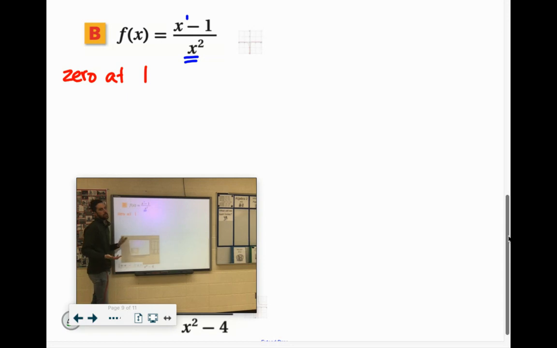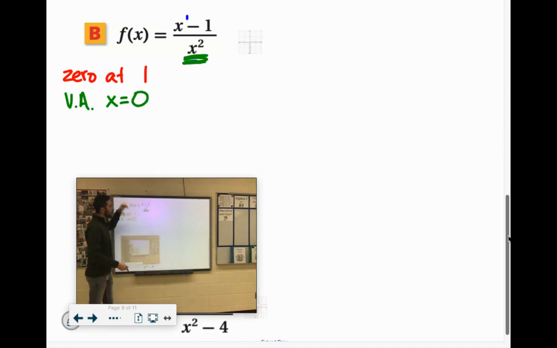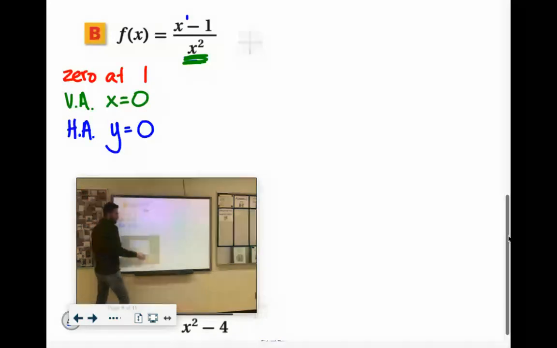And then let's talk about the vertical asymptote, which deals with the denominator, right? It's just x squared. There's no plus, there's no minus. So our vertical asymptote will be right at x equals 0. And then remember we said the denominator had the higher degree, so when that happens, our horizontal asymptote will be right at y equals 0.